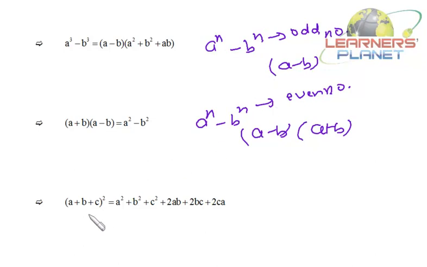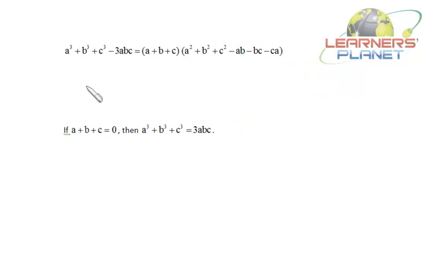Similarly, (a+b+c)^2 = a^2 + b^2 + c^2 + 2ab + 2bc + 2ca. You have to memorize this formula. Now, in this case, a^3 + b^3 + c^3 - 3abc = (a+b+c)(a^2 + b^2 + c^2 - ab - bc - ca). In this case, we can observe that a factor of the left hand side is a+b+c.